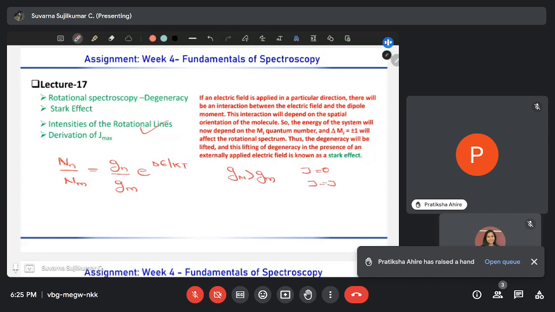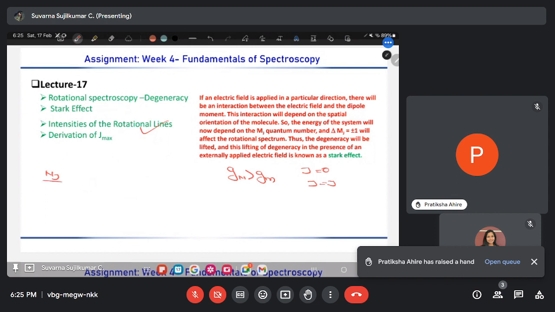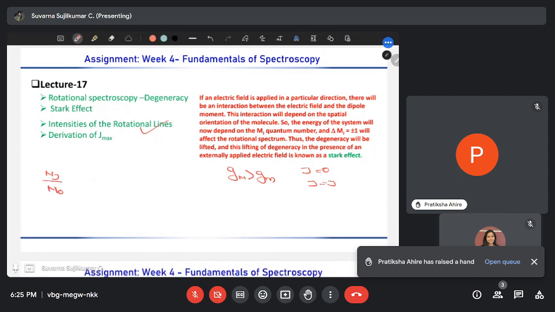So we have to find the Maxwell-Boltzmann distribution for the state. So let's do that. For a state nj to n0, since j is equal to 0, we can write gj divided by g0. Since j is equal to 0, the degeneracy of the state will be 1. So we directly write 1 e raised to minus delta E divided by kT.